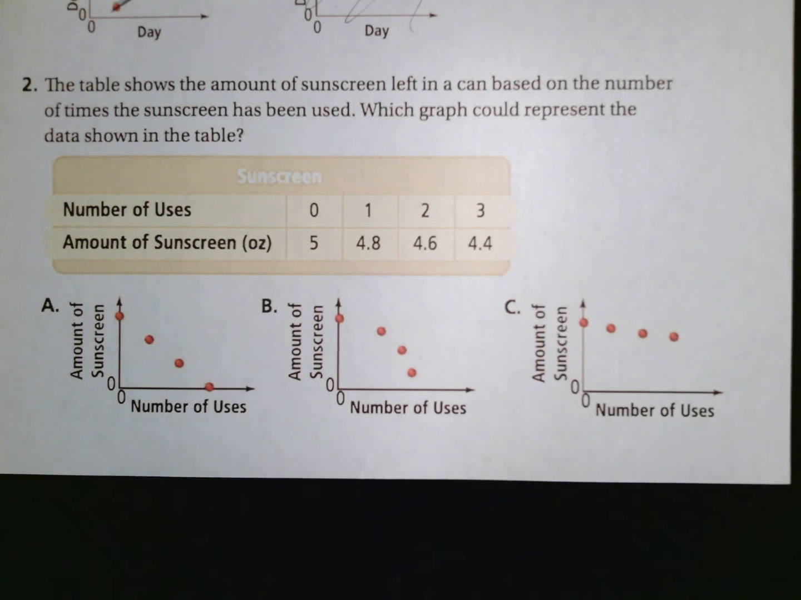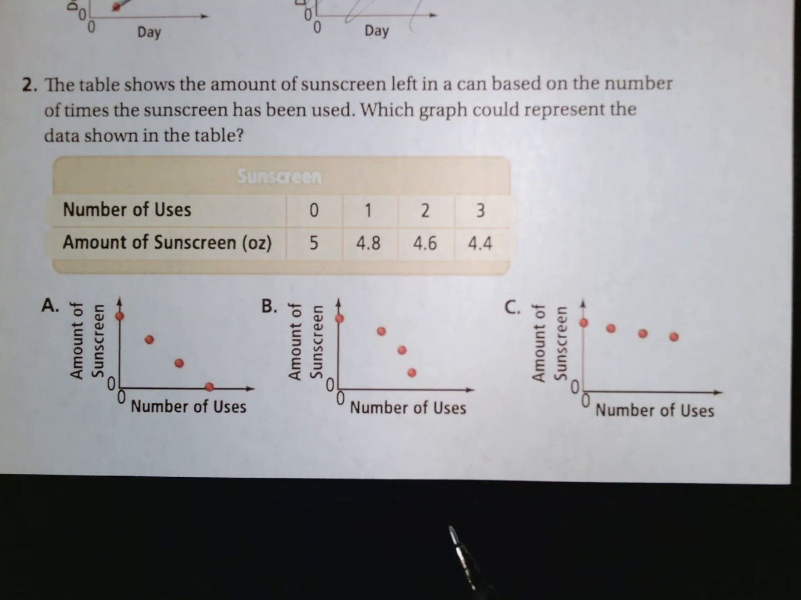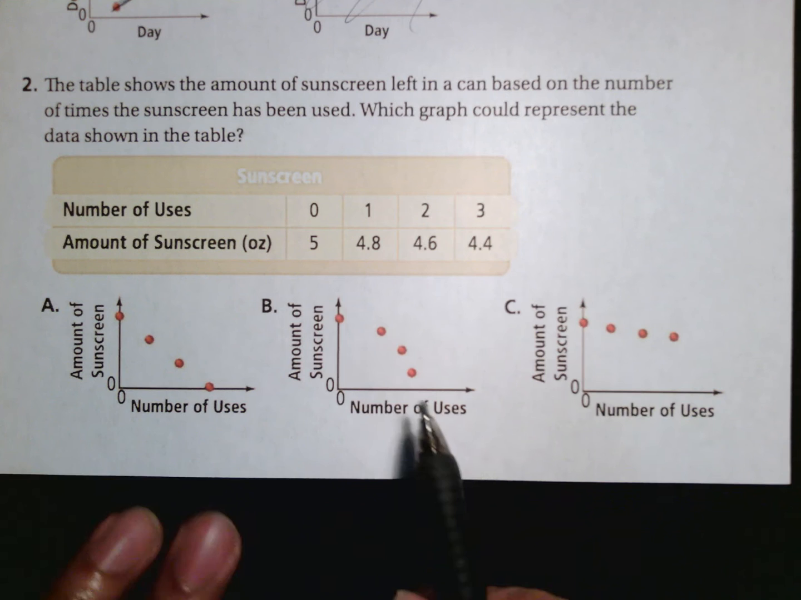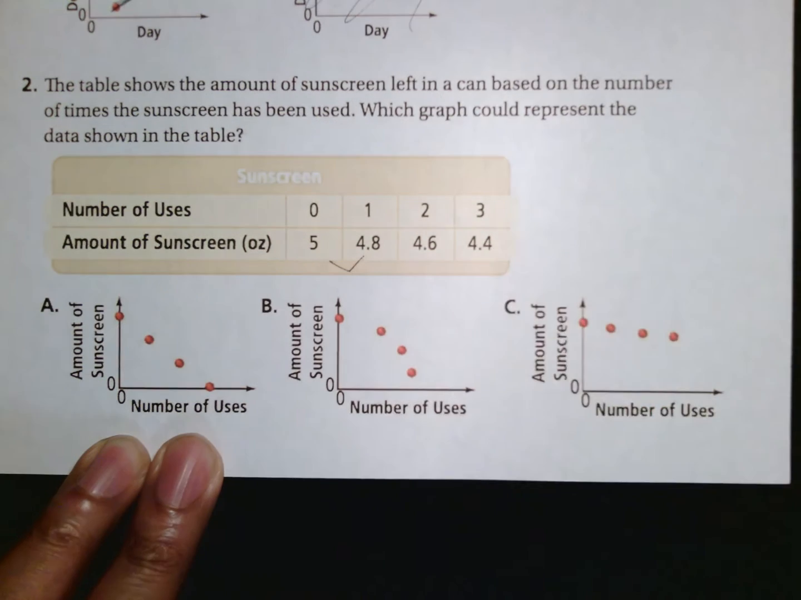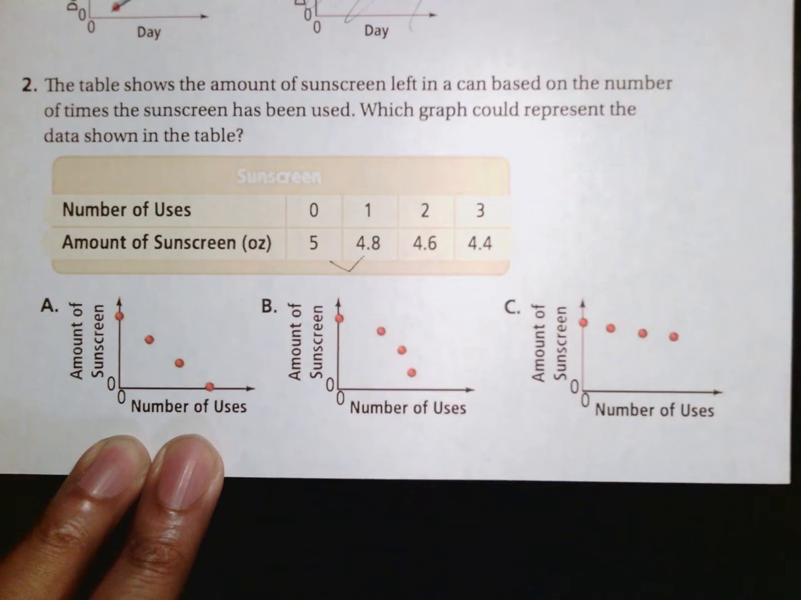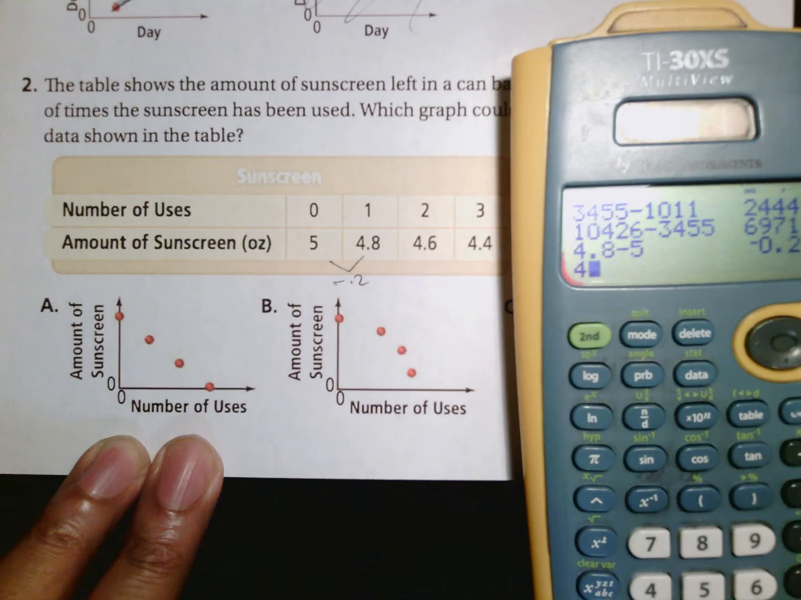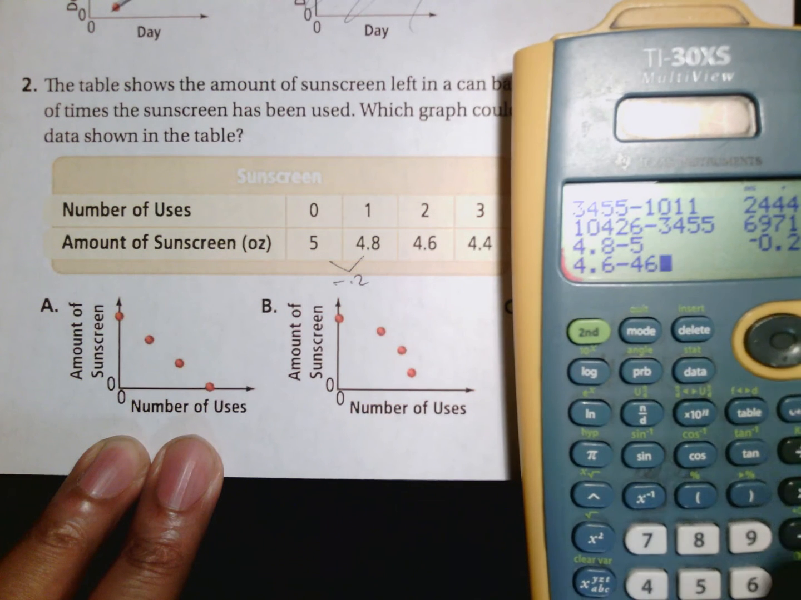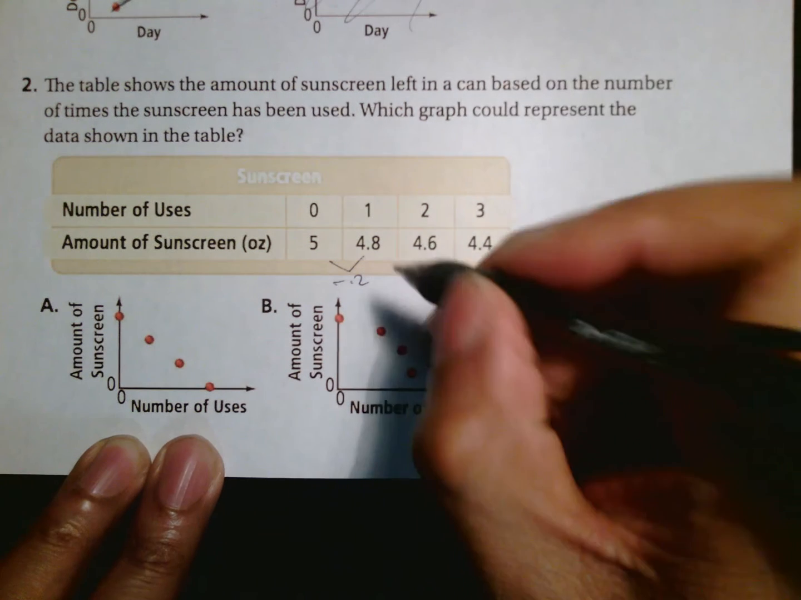Then you have something else, another table that needs to be matched. And again, here's what you do. This is just a horizontal table instead of a vertical table. So what you're going to do is the same thing, second minus first, except we're going sideways here. So 4.8 minus 5 is negative 0.2. 4.6 minus 4.8, again second minus first, is again negative 0.2.